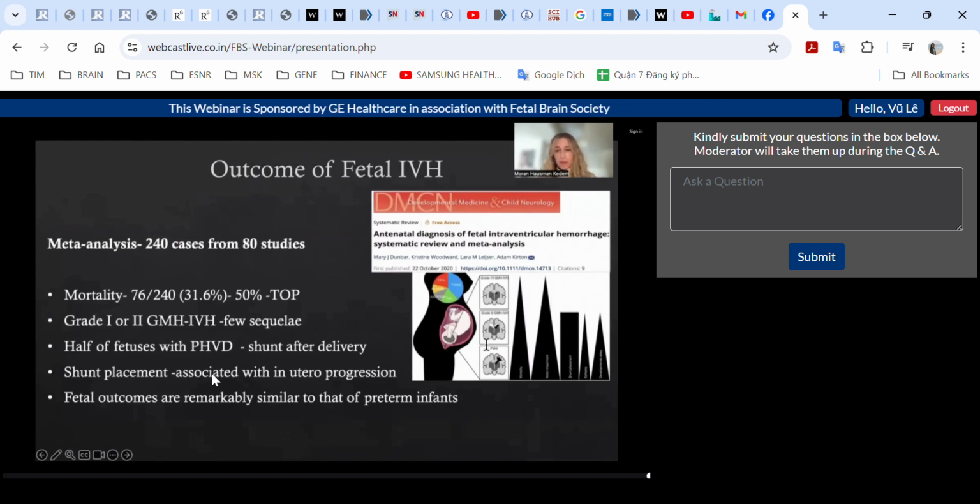And this is the meta-analysis on antenatal GM-IVH published by Adam Kirtan and his group from Calgary on 240 cases from 80 studies. And important to note that the median age of follow-up was 12 months.